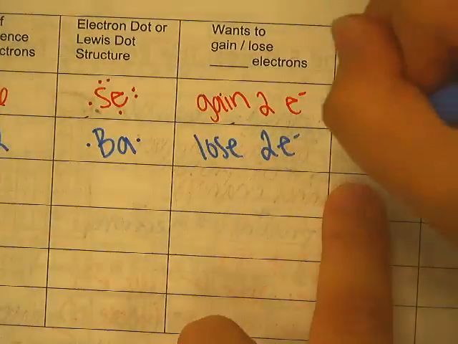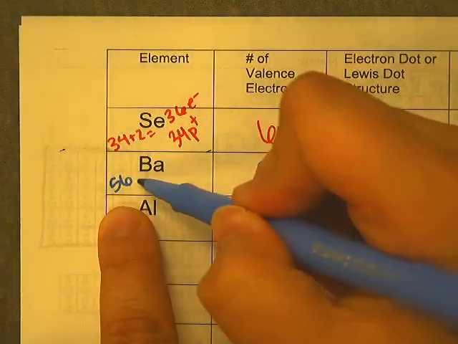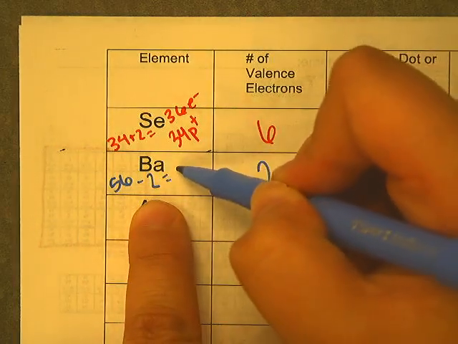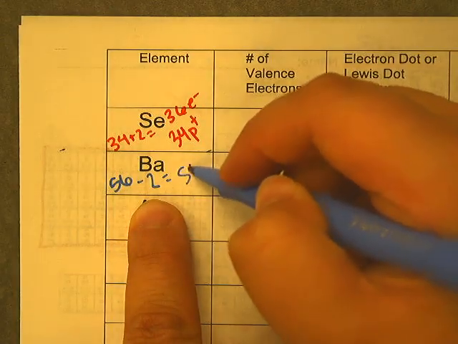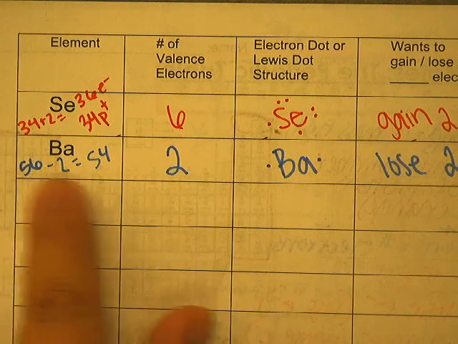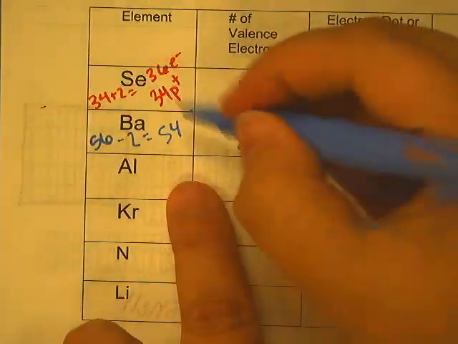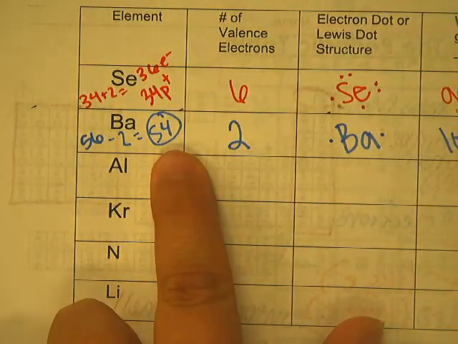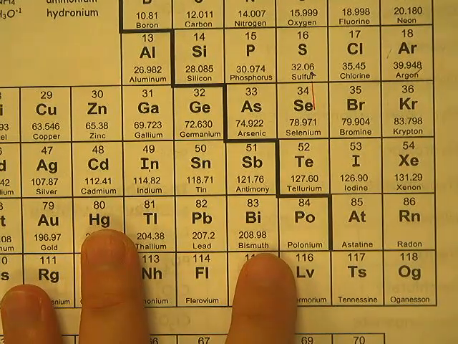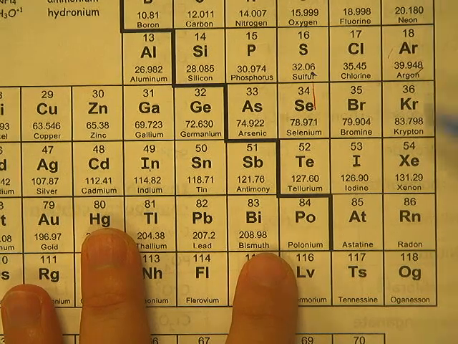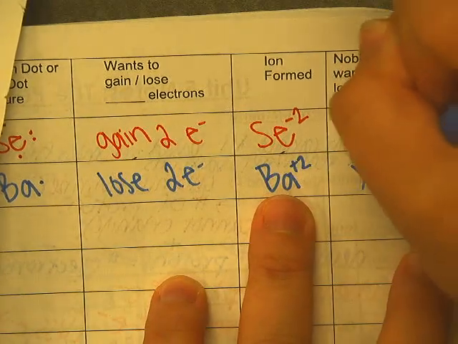And then my ion that's formed is going to be Ba. If you lose 2 electrons, so now instead of 56, I actually have how many? 54. So if you lose 2 electrons, I have 54 electrons, but I still have 56 protons. It's going to end up being a +2 charge. And then that 54 should be the atomic number of the noble gas that it's trying to look like. So if I look this up, 54 is xenon, Xe. So I'll put this there.